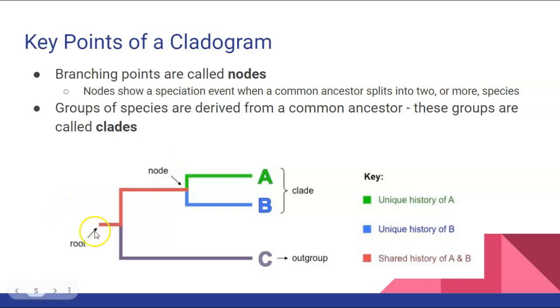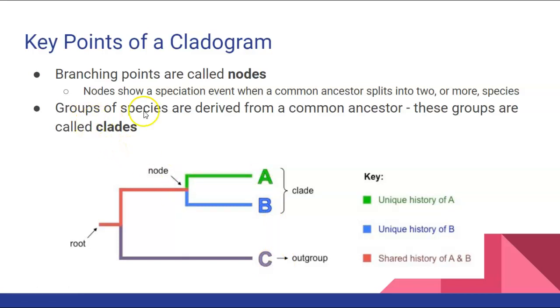So if we're looking at this image, we have our root ancestor. This is going to be our common ancestor for these three species. It doesn't matter what these three species are. This is just how a cladogram works. And right here, you see how red goes up and purple goes down. This right here would be called a node. As we move up the red and it branches off into the green A and the blue B, that is a second node. So these are two different speciation events that have led to the creation of three distinct species.